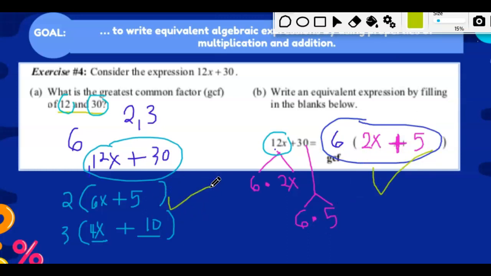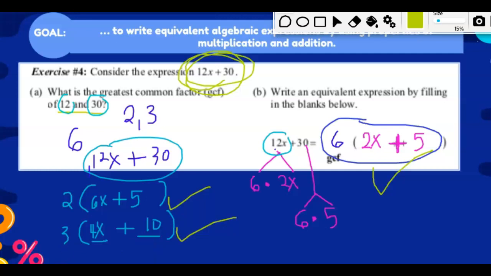So now we can say that this is an equivalent expression. This is another equivalent expression for 12x plus 30. For 12x plus 30, we'll be able to create 3 equivalent expressions: 1 using the greatest common factor and 2 using a common factor. If you want to check whether they are equivalent to each other, you just change the value of x and solve using order of operations, and then you see if they are correct or not. Alright? Question?